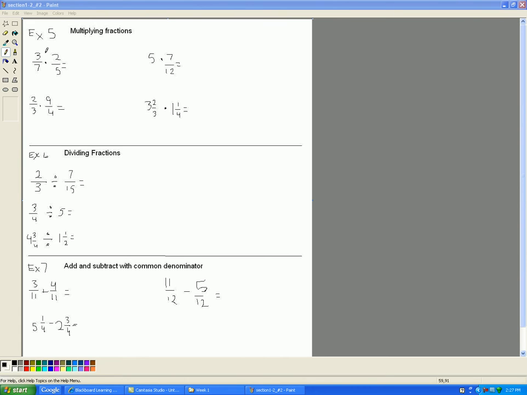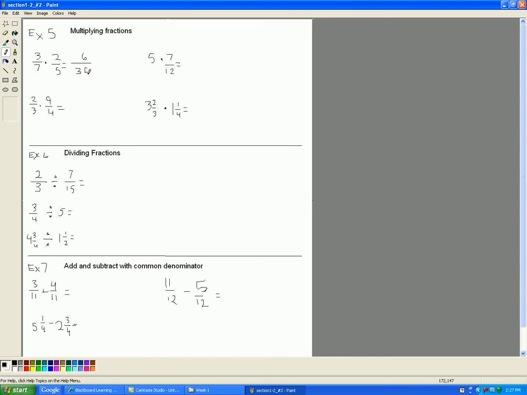So with multiplication, the rule is you have to get into improper fraction form, a numerator and a denominator. You don't want to be multiplying mixed numbers, and we'll show that in the last example here. But you just got to get into fraction form and multiply the top times the top, bottom times the bottom. So 3 times 2 is 6, 7 times 5 is 35.